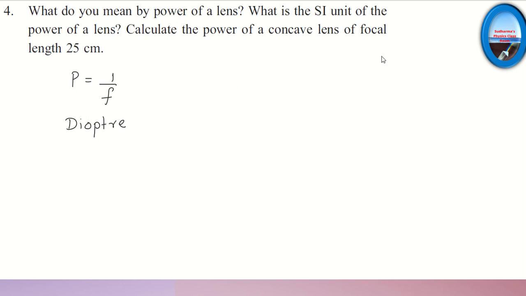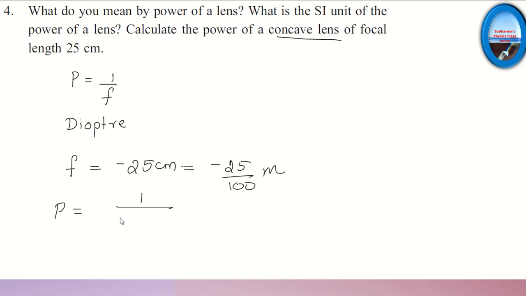Now, calculate the power of a concave lens of focal length 25 centimeter. So, as per the Cartesian sign convention, we know that focal length of a concave lens is negative, minus 25 centimeter. So, minus 25 centimeter, convert it into meter. So, minus 25 divided by 100 meters. Now, power P is equal to reciprocal of focal length expressed in meters. So, 1 by minus 25 by 100.